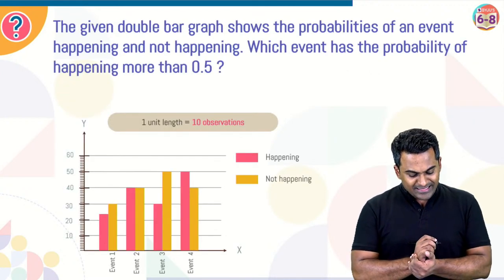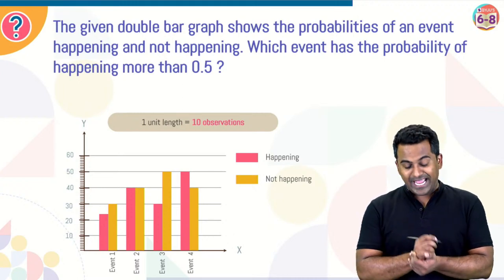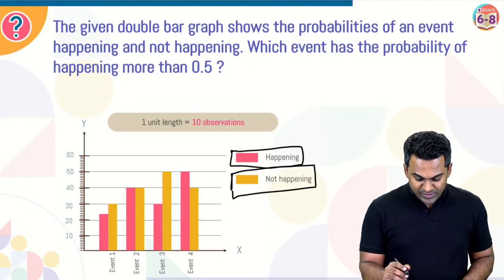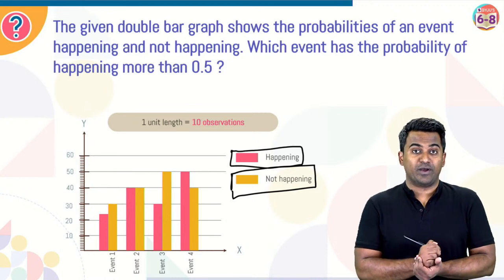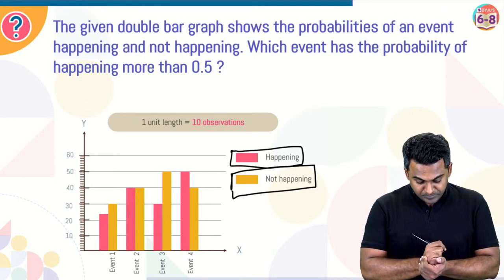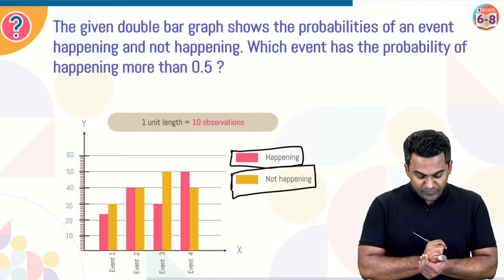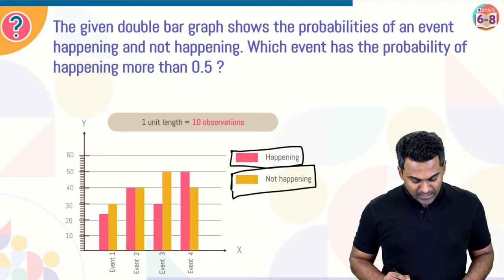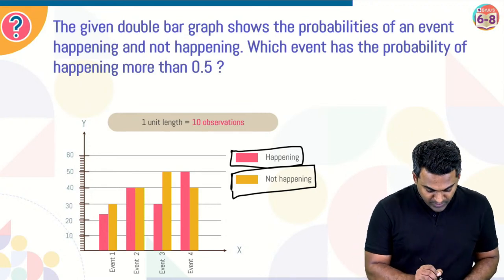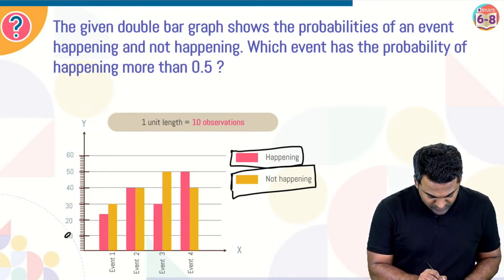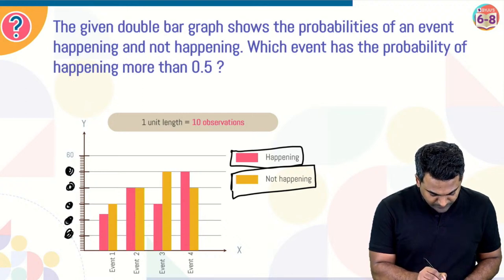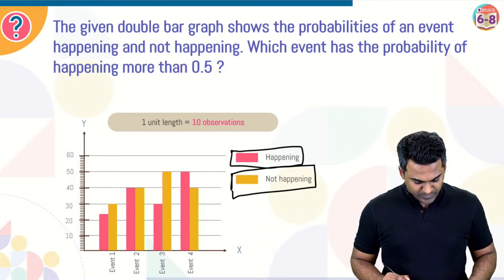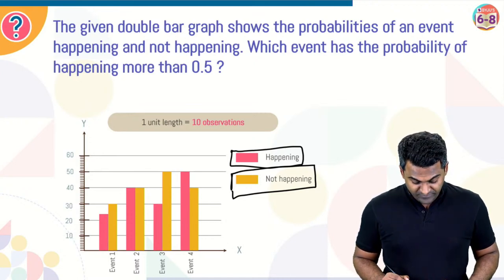Okay, this is going to be the last question. The given double bar graph shows the probabilities of an event happening and not happening. Like this color tells you the probability of the event happening and this tells you not happening. Which event has the probability of more than 0.5? Which event has the probability of happening more than 0.5? Okay, you know, the numbers here are not correct. Okay, one unit stands for 10 observations. When does the probability more than 0.5?